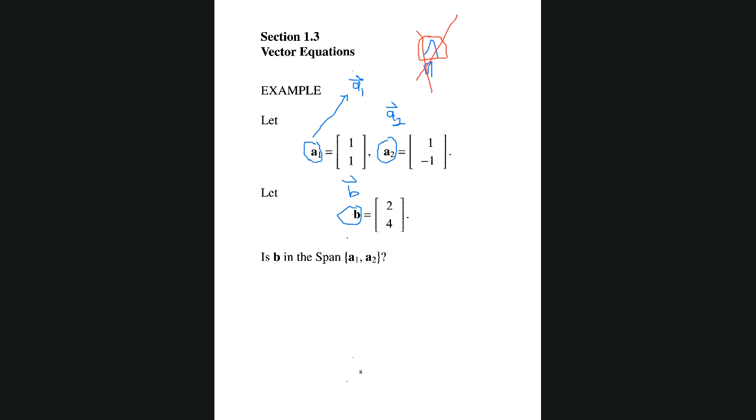All right, we have these vectors. A1 equals 1, 1. Vector A2 equals 1, negative 1, and vector B equals 2, 4. And we want to know if this vector B is in the span of A1 and A2. Span means, of course, to reach out, right? Like a bridge spans over a river. And when we go to the solution, you're going to see what we have to do to see if the vector B is in the span of A1 and A2.